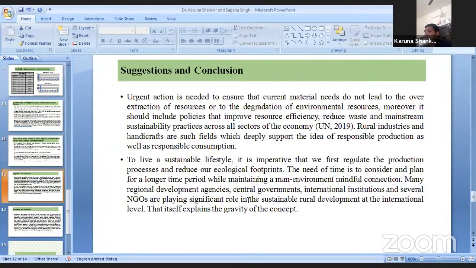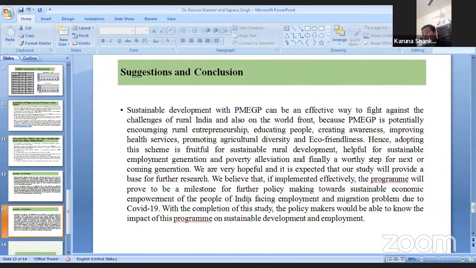There is a need of the time to consider and plan for a longer time period while maintaining an environmentally mindful connection. So many negotiations, regional development agencies, central government, international institutions, and several NGOs are also playing a significant role in sustainable rural development at the international level. That itself explains the gravity of the concept. So sustainable development with the PMEGP can be an effective way to fight the challenges of rural India and also the world, because PMEGP is potentially encouraging rural entrepreneurship, educating people, creating awareness, improving health services, promoting agriculture, diversity, and eco-friendliness.